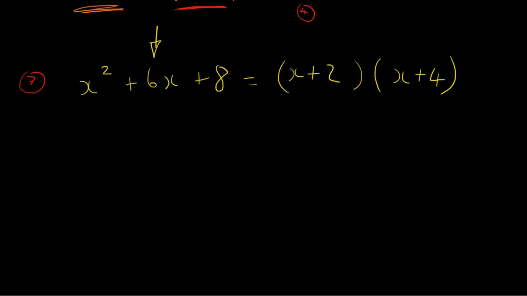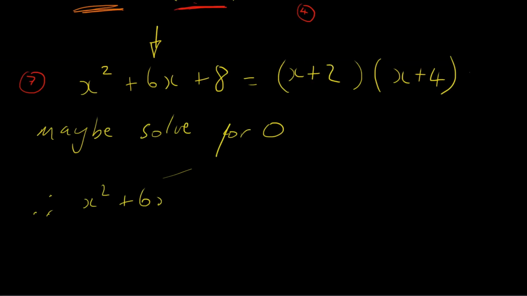So the 8th step, if I wanted to do it, and remember, you've got to read the question carefully of what the examiner wants you to do. But if I was going to solve this, let's say I was asked to solve this particular equation, I'll just write it out. Maybe solve for 0. So therefore, x squared plus 6x plus 8 equals 0.